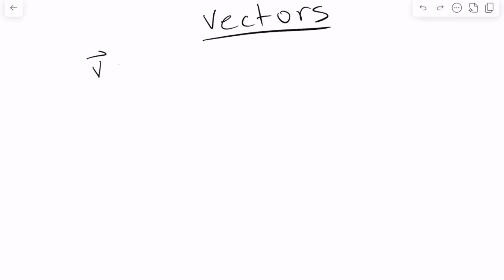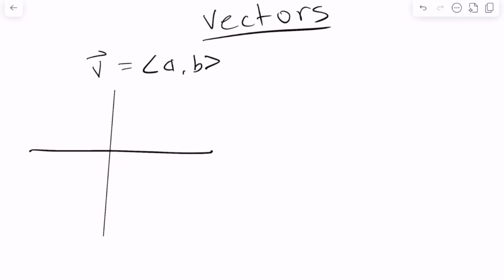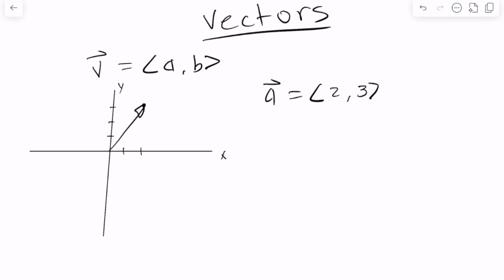So vector v will consist of two components, component A and component B. Component A is your horizontal movement, and component B is your vertical movement, or you could say x and y movements. So if we put these on a grid, okay, and we put this as our y-axis and this is our x-axis. Let's do an example. Let's say vector A was 2, 3. Well, we'd move 2 over and we'd move 3 upwards. So it'd be about here. So this is what vector A would look like on a graph.